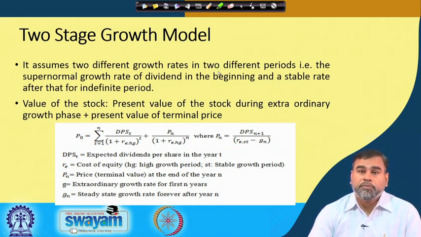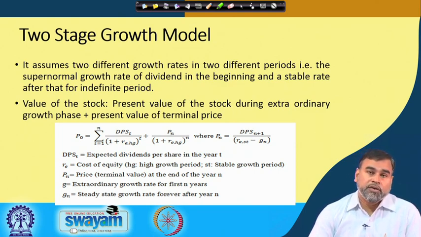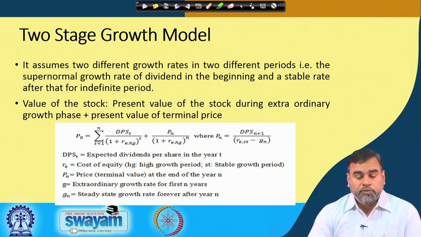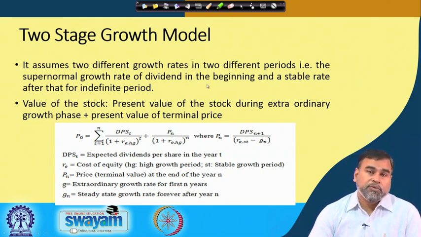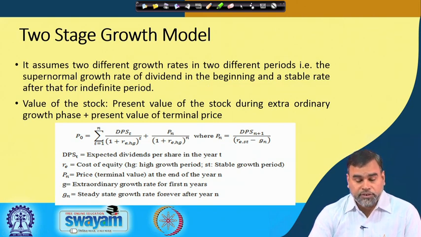You can calculate the present value of the cash flows in the extraordinary growth phase, or the supernormal growth phase. Then you can find the present value of the terminal price. What is the terminal price? The terminal price is basically whatever expected cash flow you will be getting after the supernormal growth period is over. If you discount that with the proper discount rate for that particular period of time, then the terminal price of that particular stock can be calculated.